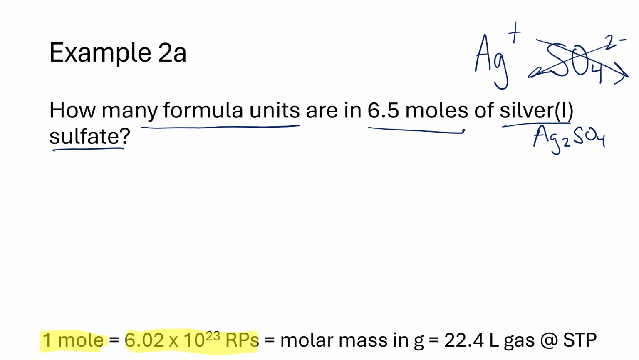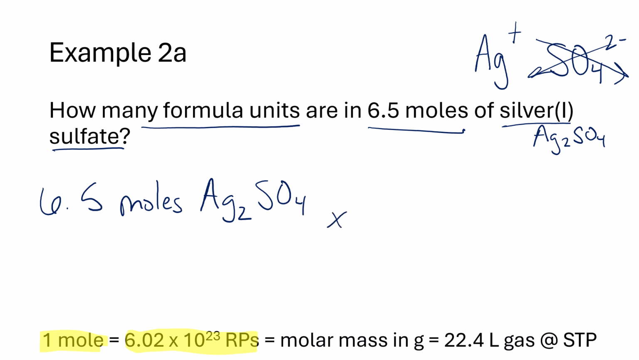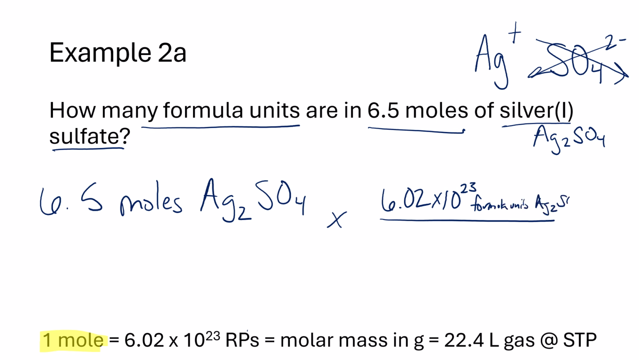Alright, so always start with what you're given, 6.5 moles of silver sulfate. I'm going to use dimensional analysis, and on the top I'm going to put what I want. So instead of putting representative particles, I can actually interchange that with formula units. So 6.02 times 10 to the 23rd formula units of silver sulfate, and then divided by 1 mole.